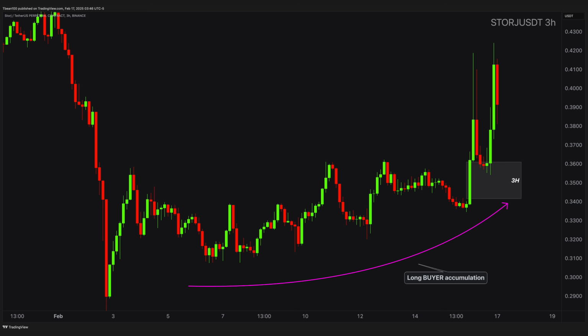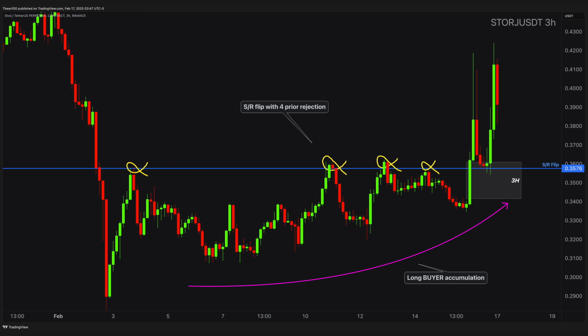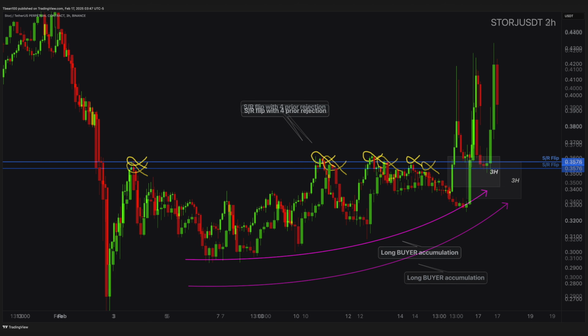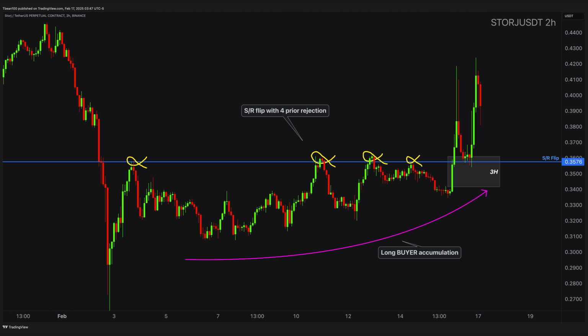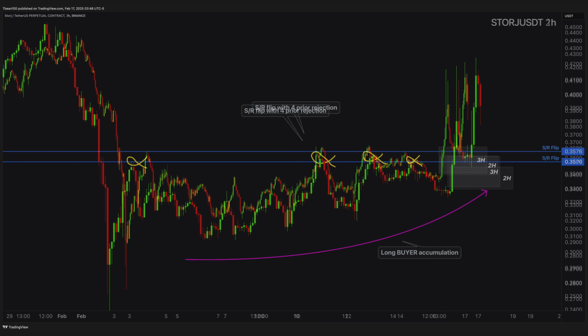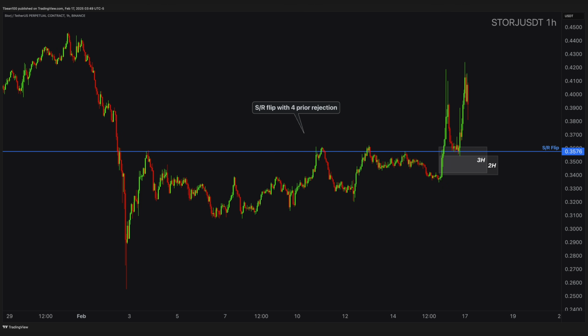In this 3 hours chart, notice the imbalance area right here. But the thing I enjoyed more is this support and resistance flip area. See how it rejects the area around 4 times before it is breaking extremely powerfully. If I drop to the 2 hours time frame this time, you will notice another inner imbalance right at this point. And if I continue to drop the time frames until 1 hour, you can see this 1 hour deep imbalance area as well. So this is a really interesting price action.